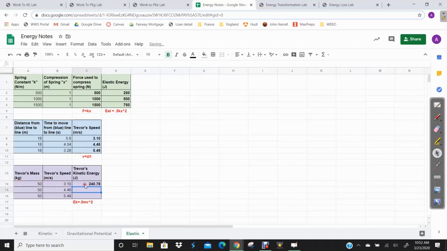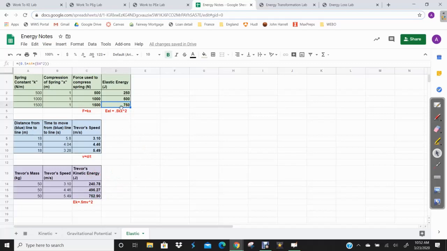Okay, so 240. Not too bad. The elastic energy in the spring was 250. And we'll look at the other ones here. So 496 compared to 500. So I did a good job on that second one. And then 752 compared to 750. So I did a pretty good job on that last one too.